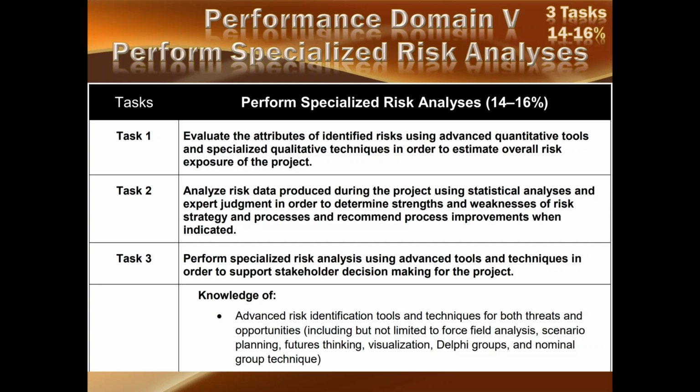And naturally, we will decide based on that how much action we need to take on it. So evaluate the attributes of all identified risks using advanced quantitative and qualitative techniques in order to estimate overall risk exposure. That is number one. Number two is analyze risk data produced during the project using statistical analysis and expert judgment in order to determine weaknesses and strengths of risk strategy and processes, and recommend process improvement when indicated.